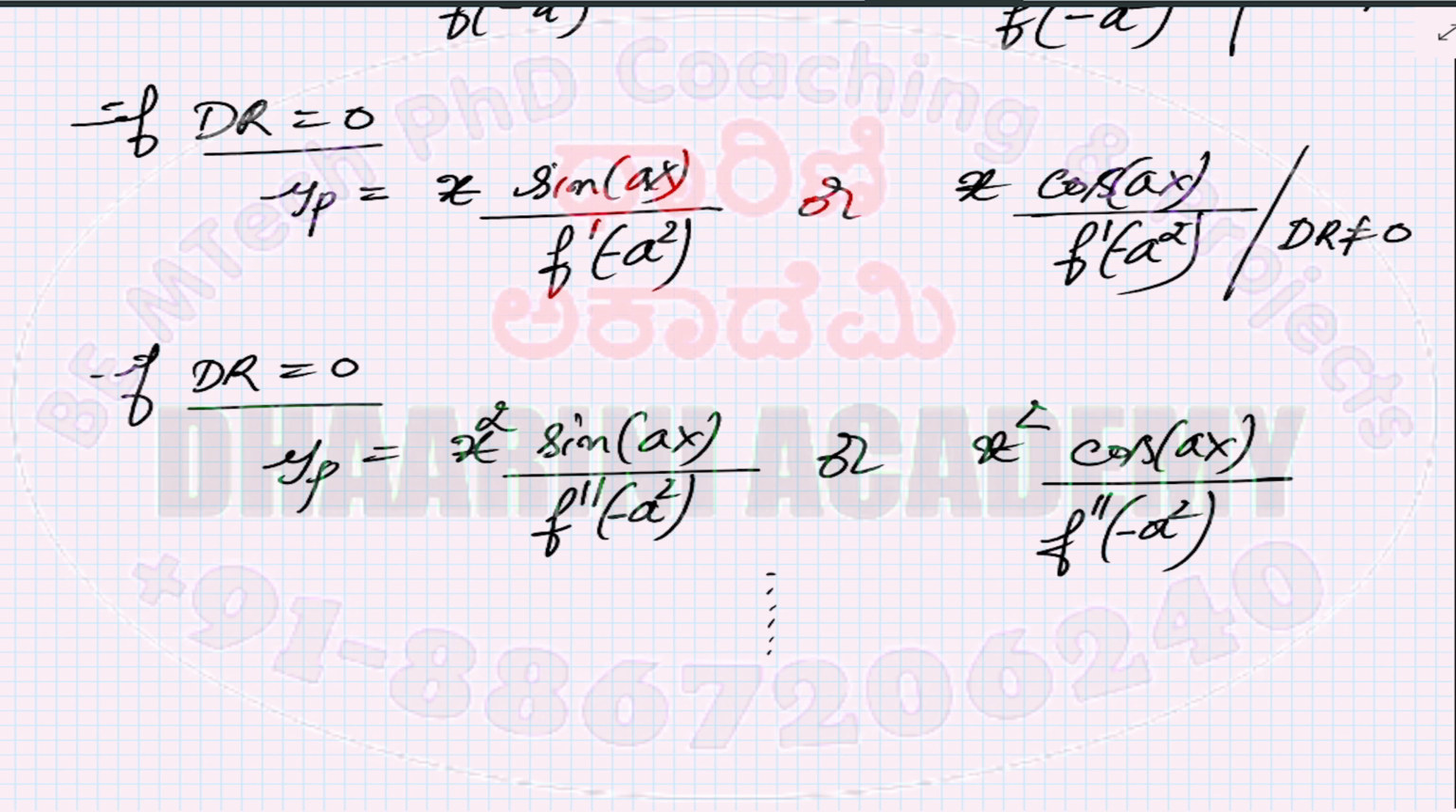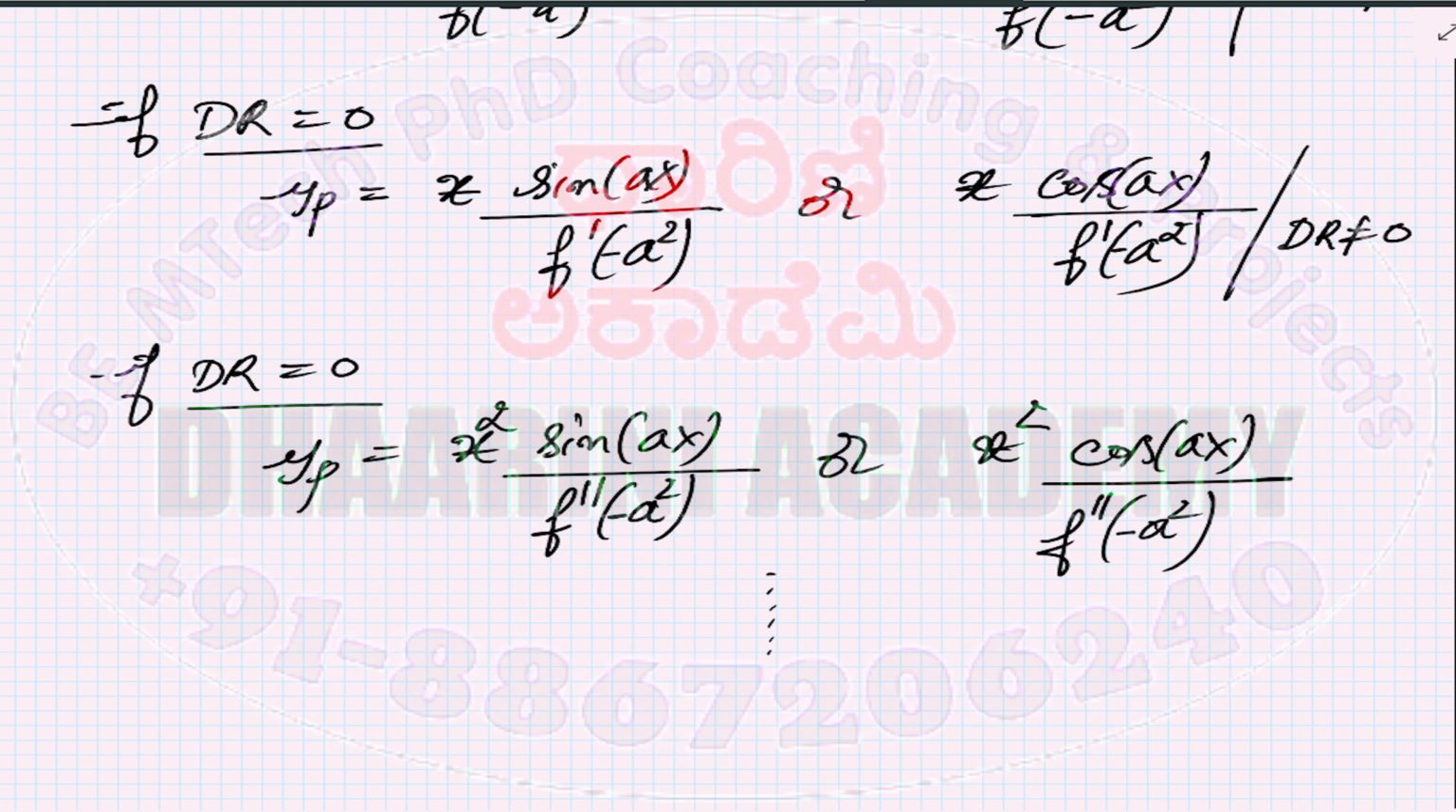If it is 0, proceed further, make it x cube sine ax by f triple dash of minus a square, or x cube into cos ax by f triple dash of minus a square, and so on. You proceed further until you get a finite answer in the denominator. Denominator cannot be equal to 0. That's the ultimate thing which we need to remember.